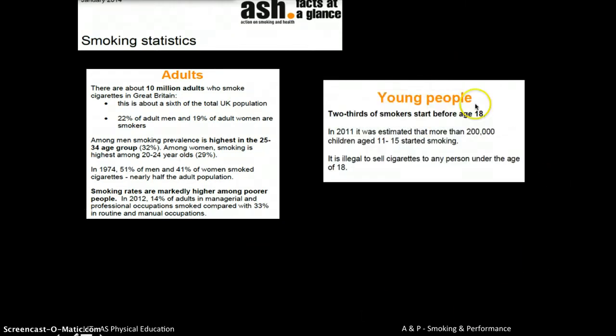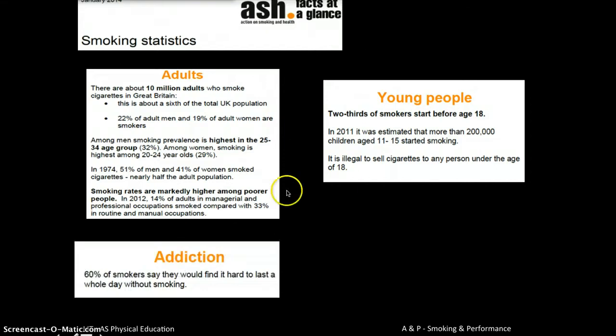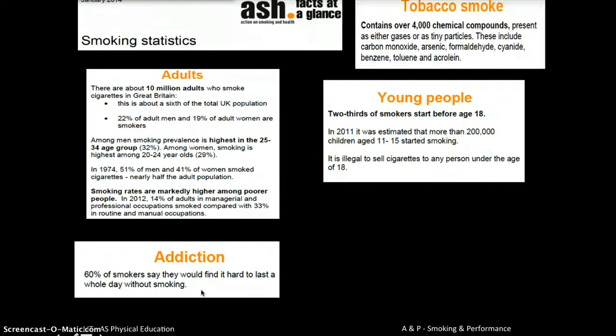Contextually, we've got young people. Two thirds of smokers start before age 18. How critical is that we teach our young people to have balanced, active, healthy lifestyles, which means not smoking. So even though it's illegal to sell to people under the age of 18, we still have two thirds of smokers being under the legal limit. 60% of smokers say they would find it hard to last a whole day without smoking. Again, 60%, a frightening figure.